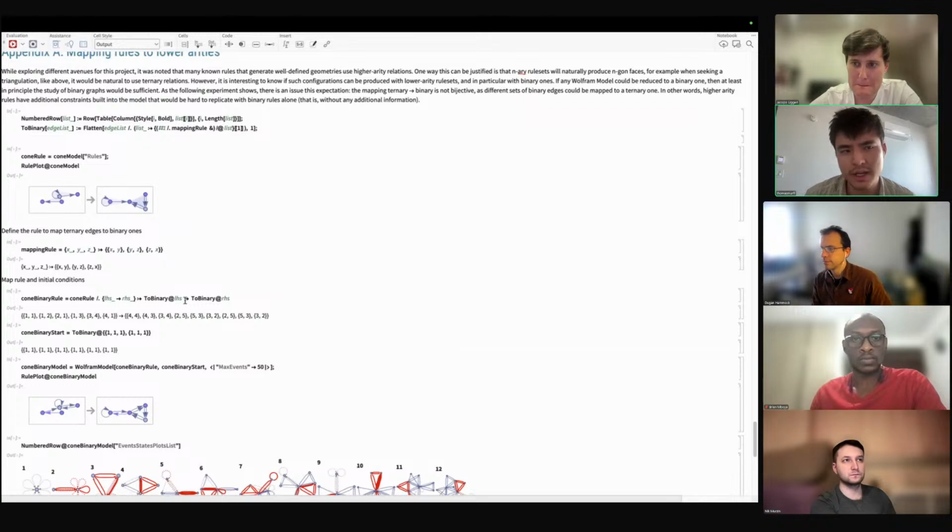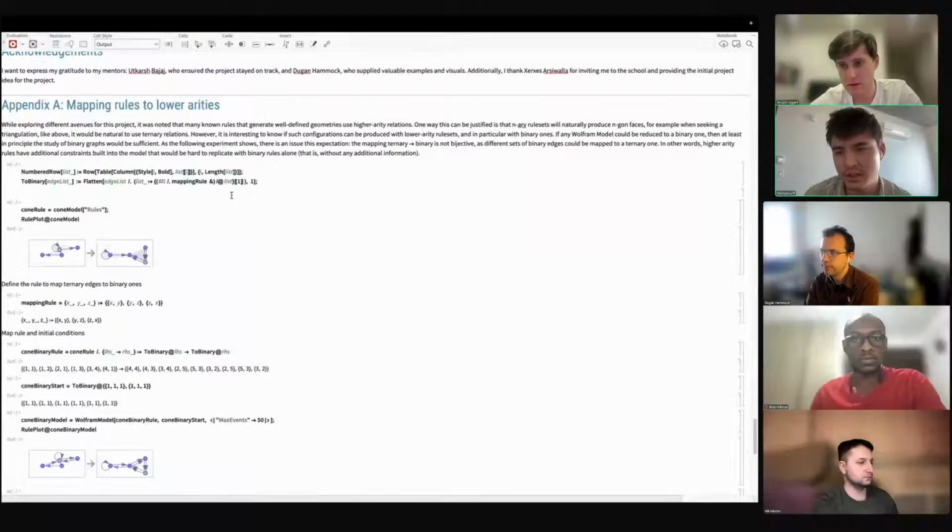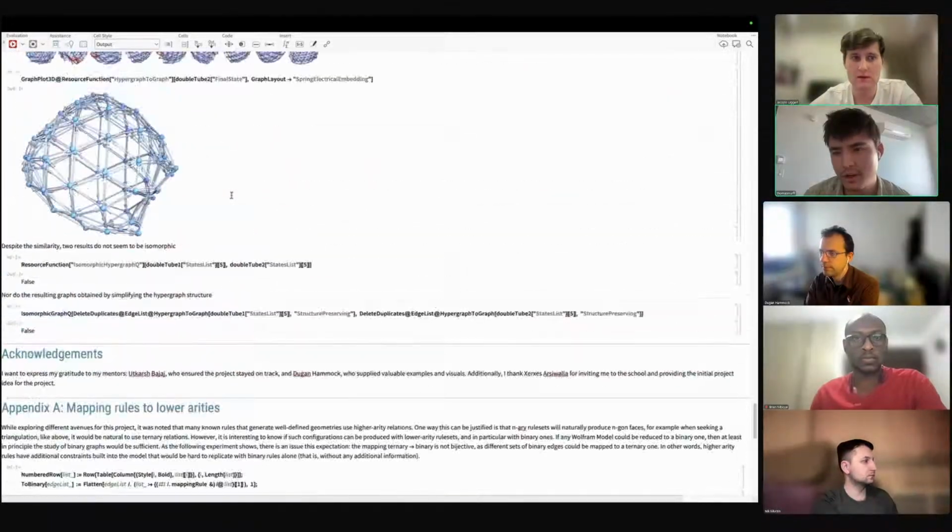And then, just a more general question. What do you mean when you say the hypergraph has a torus topology? Is there a formal notion for that?